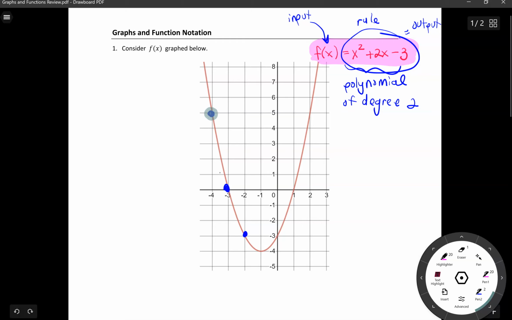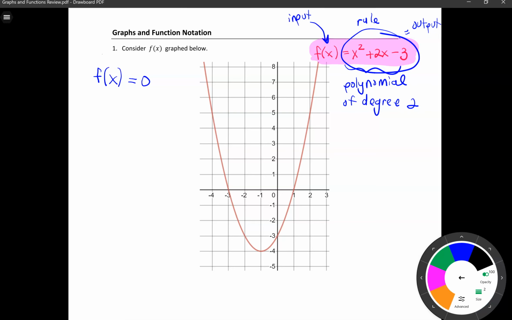Let's actually read this graph here and find some important points on this graph. So let's start here. Where is f of x equal to 0? What is this notation asking me to do? When I read this notation, I'm being asked what values can I input into the function so that the output of the function is 0. Well, the output corresponds to the height of the graph, and that's going to be located here on the y-axis.